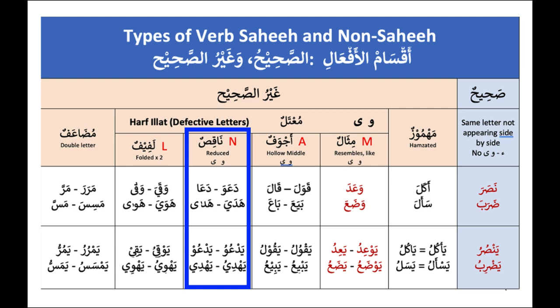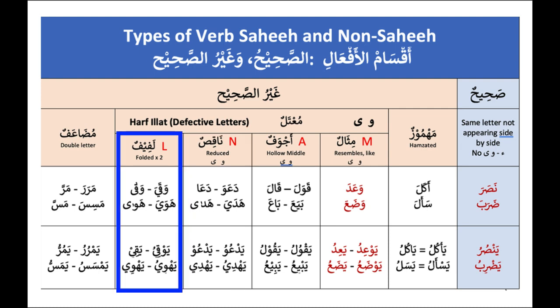So we have learned misal, ajwaf, nakis, and to remember them is man, man. And we know in misal, harf-e illat is at the beginning, in ajwaf, harf-e illat is in the middle, and in nakis, harf-e illat is at the end. So let's learn the last type of mu'tal verb, and that is called lafif, manal.